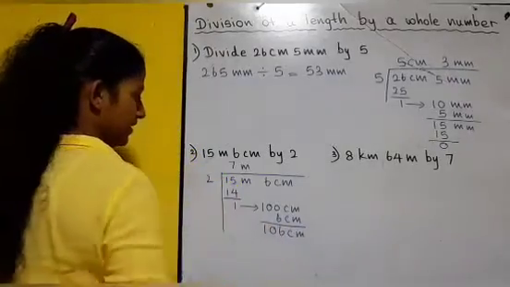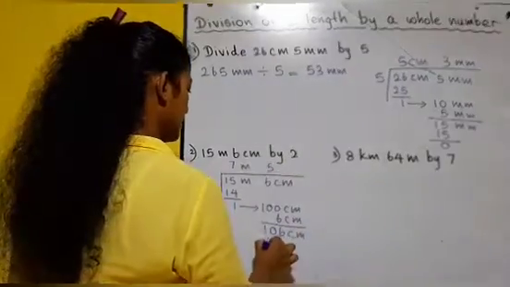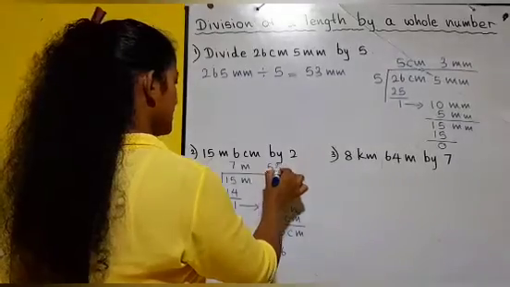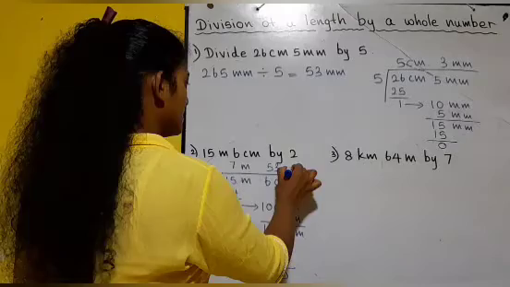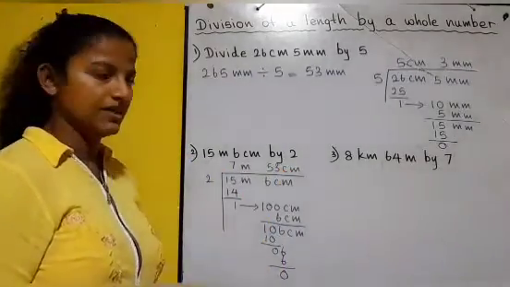We are now dividing it by 2. 2 times 5 is 10, 0. Then 2 times 3 is 6. Remaining is 0. So our answer is 7 meters 53 centimeters.